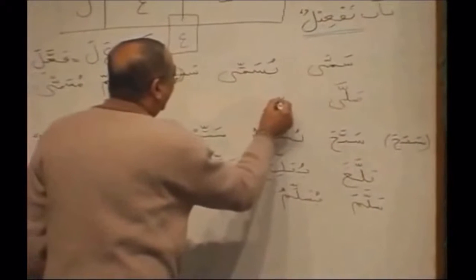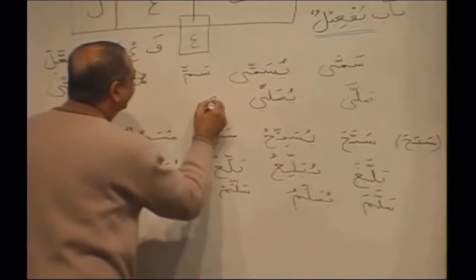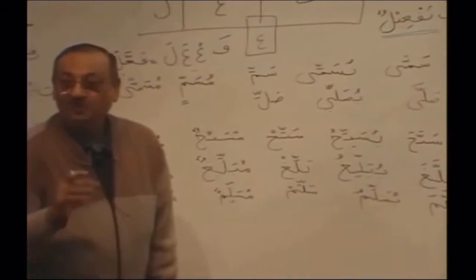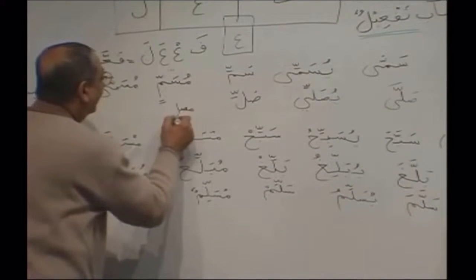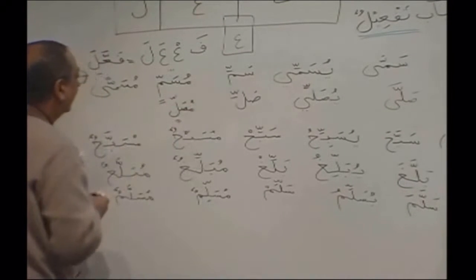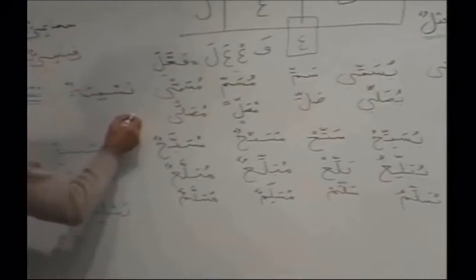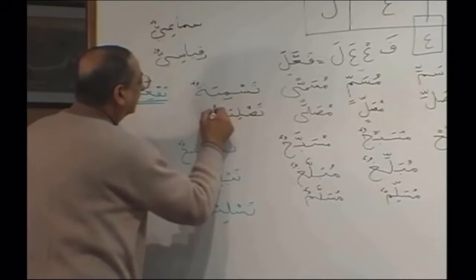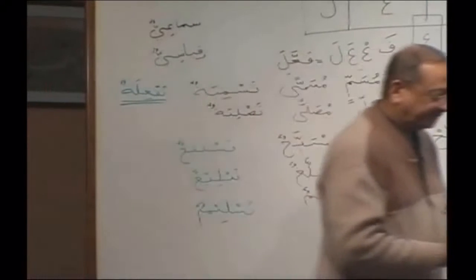Salla. Mudari, brother. Yusalli. And then salli. Okay? And then what will be here? Musallin. Okay? And then what will be here? Musallan. Like that. And what will be the masdar, brother? Tasliyatun, on the pattern of tafa'ilatun.